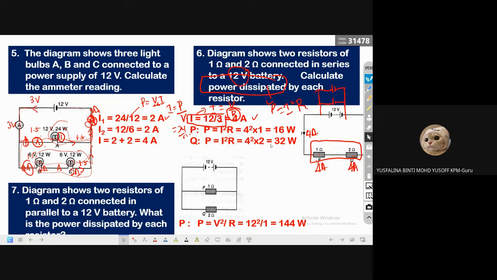Meaning the power released to the surrounding, or joule per second. 30 joule of energy per second will be released to the air. Okay, that is for the series.